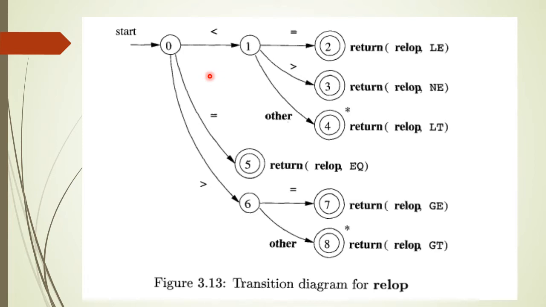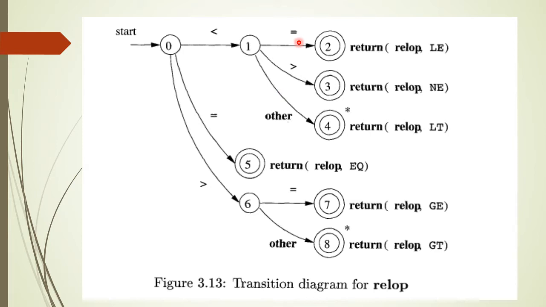This diagram shows the transition diagram that recognizes the lexeme matching the token relational operator. We begin with state 0, that's the start state, and if I read this symbol, I will go to state 1, and from state 1, if I read this symbol, I will end up in the final state and return the relational operator less than or equal to. If from state 1 I read this symbol, I will end up in state 3 and return not equal to.